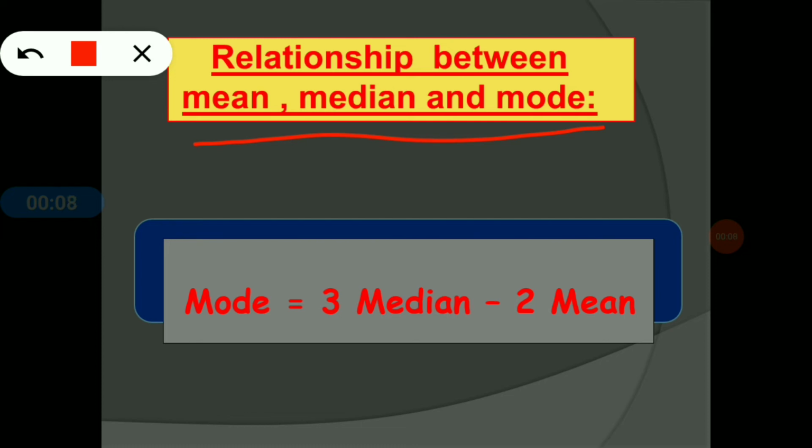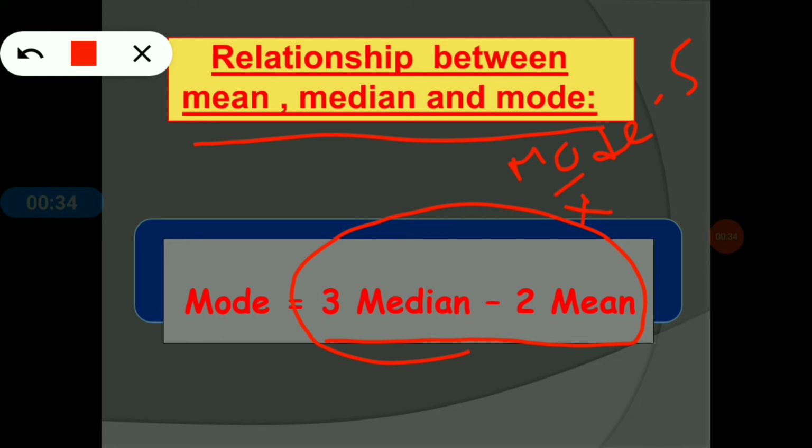So mode is equal to 3 median minus 2 mean, and using this relationship we have to calculate the value of mean or median or mode when we have any two values among the 3. I think it will be more clear when we use a numerical example. So from my previous example we considered the value of mode is equal to 5 and the value of mean, that is x bar, which is equal to 4.6. Clear?